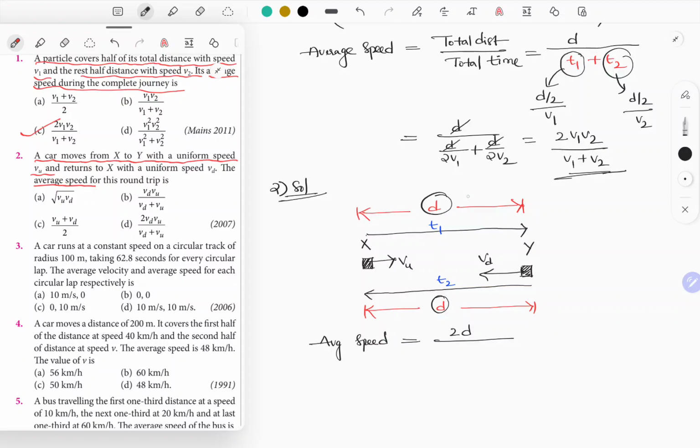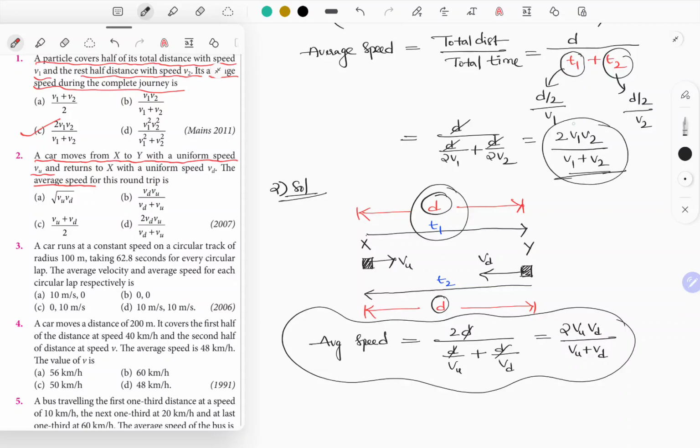Now I need to find out the time taken. So from X to Y, it is going to be D/V1, and that V1 is nothing but VU. Next, from Y to X, it is going to be D by VD. Okay, D will get cancelled out. Then again the same formula, 2 times VU VD divided by VU plus VD. Hope you got it.